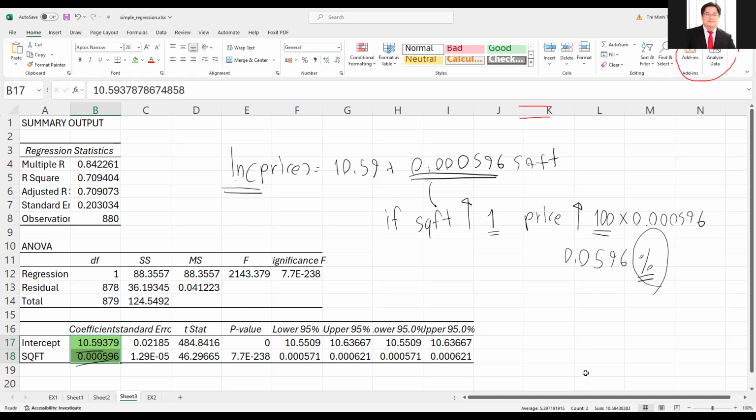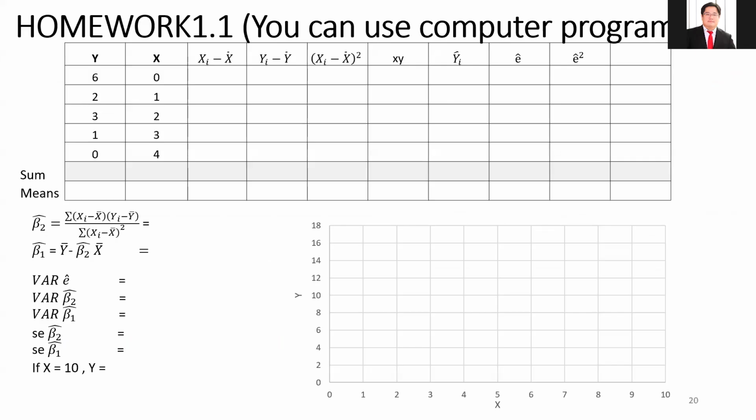So today I give you two homeworks. First homework, please repeat the step, the manual, difficult one. Repeat the steps to find the relationship between y and x. You may start by making the scatter plot, and then try to calculate beta 2, beta 1, variance, standard error, and then forecast for me: if x equals 10, what will y equal? This first homework is just to review.